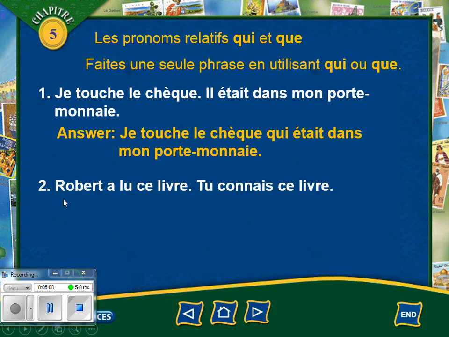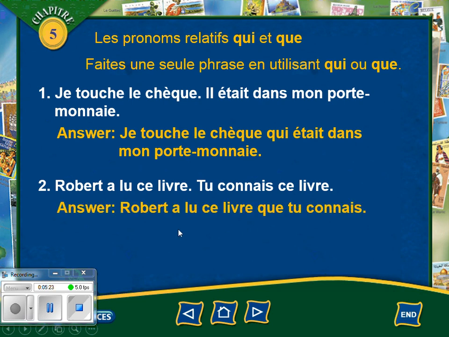Robert a lu ce livre. Robert read this book. Tu connais ce livre. You know this book. So we want to say Robert read this book that you know. We're going to replace ce livre with que. Robert a lu ce livre que tu connais.